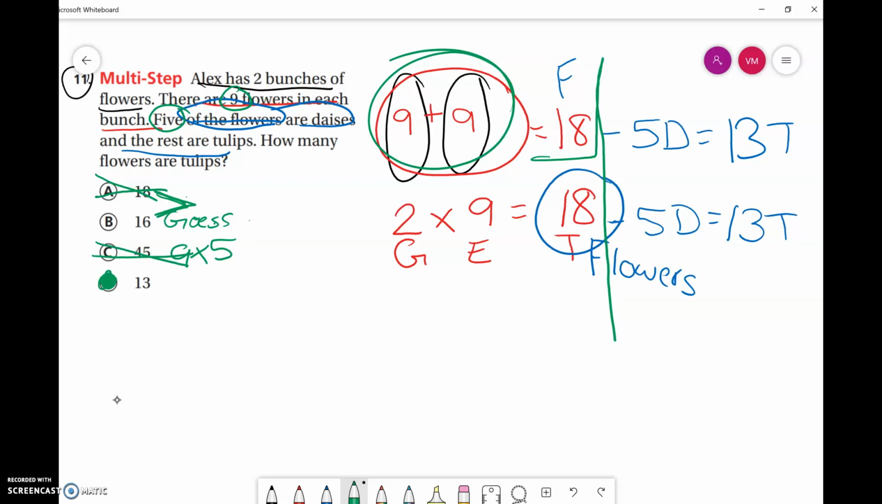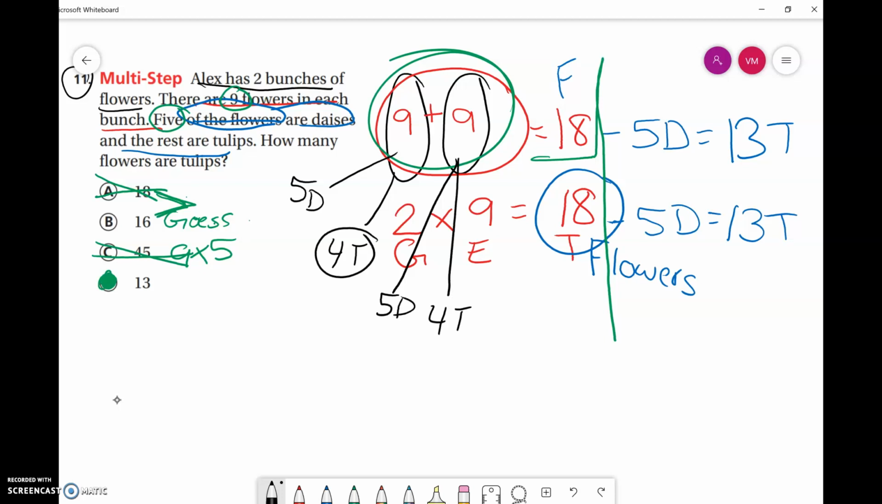I'm going to explain my mistake, but keep in mind it was a mistake. I was doing 5 daisies, 4 tulips. So out of those 9 flowers, 5 daisies, 4 tulips. So I was trying to count my tulips, you see? But that didn't make sense because it wasn't there. So whenever I reread it, you had to go in sequential order.